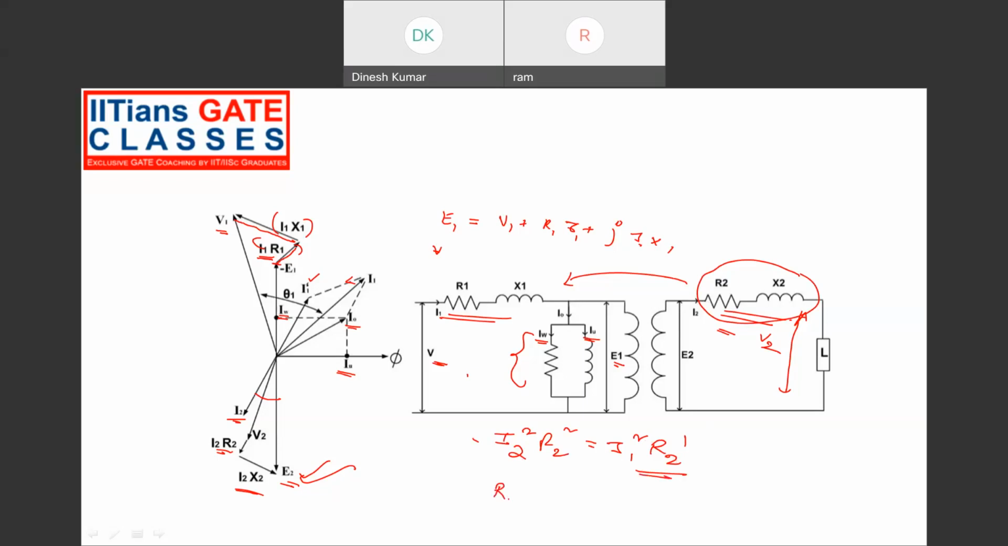So I can write R2 dash equal to R2 by K square. K is the transformation ratio, as we have seen earlier. Similarly, we can write X2 dash equal to X2 by K square.